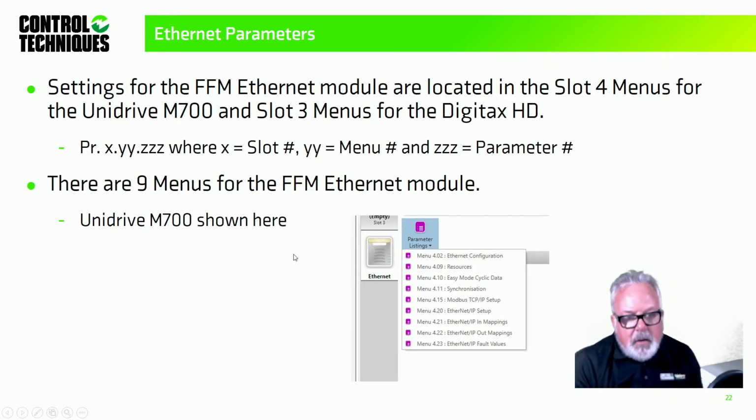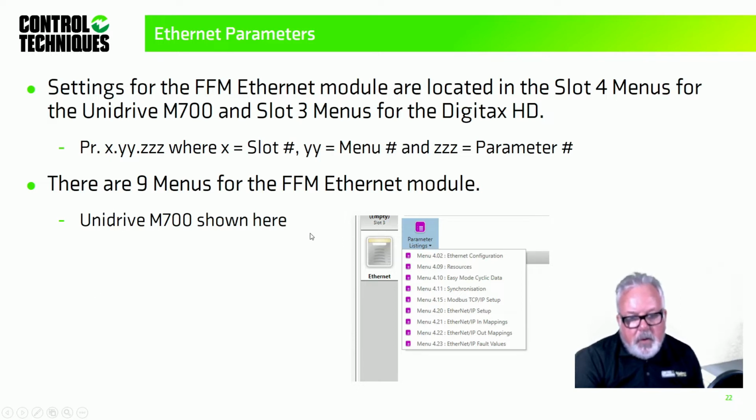Down here, I have a screen capture of the Unidrive M700 Ethernet dashboard, and I've dropped down the parameter listings. Here you'll see this is 402. What that means is slot 4 menu 2, slot 4 menu 9, and so on. If this were a Digitax HD, you'd see the same thing, but it'd be 302, 309, 310, and so on.